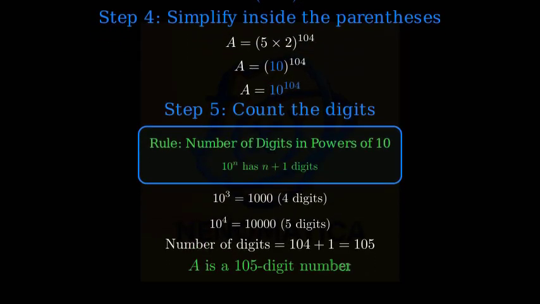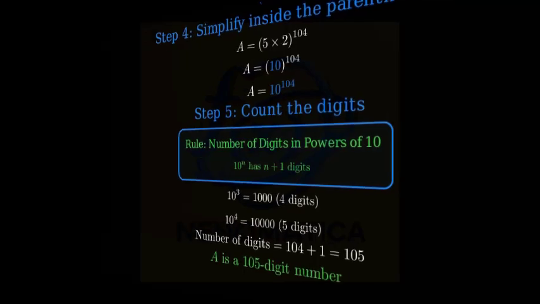A number of the form 10 to the power of n has n plus 1 digits. This is because 10 to the power of n is a 1 followed by n zeros. So 10 to the power of 104 has 105 digits. Therefore, our answer is that a is a 105-digit number.